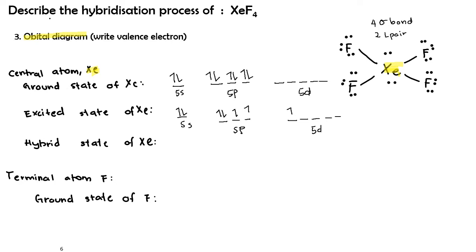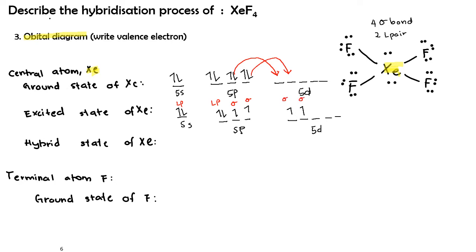Therefore, dekat sini, 2 of the electrons akan excite masuk the empty d orbital. So, your excited state of xenon will be 5s, 2 electrons, 5p, this orbital, 2 single, and single electron. Okay, so another 1 electron. Okay, so double check your electronic configuration. Ni lone pair, ini untuk lone pair. Sigma 1, 2, 3, 4.